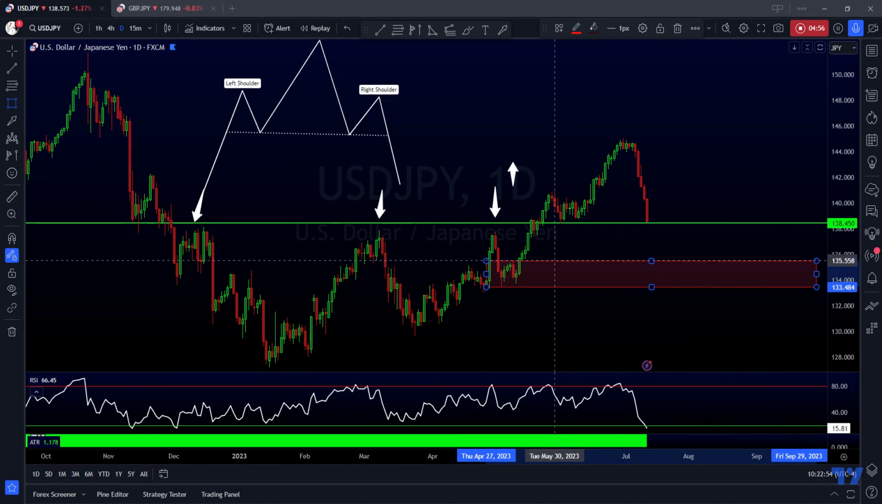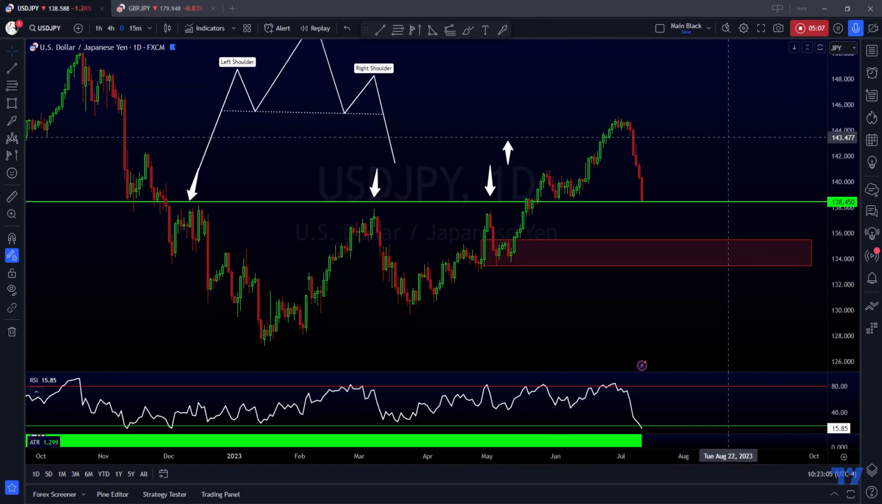Because we have a few things, right? This level has a range from 135.55 all the way down to about 133.55. So it's about a 200 pip range, which makes it kind of hard to pick targets. So I want to do a few things here, right? I want to bring in some tools.